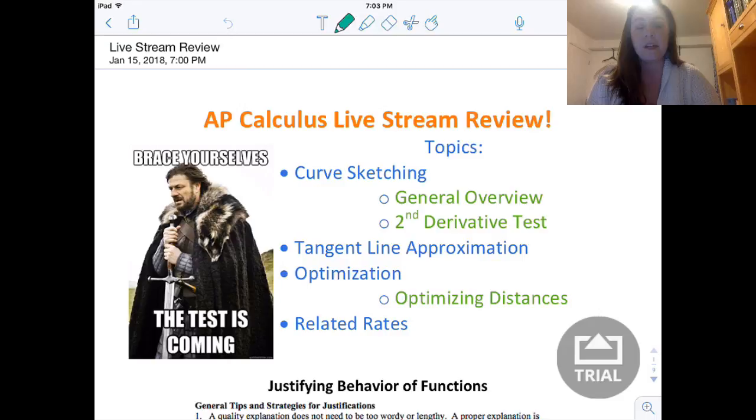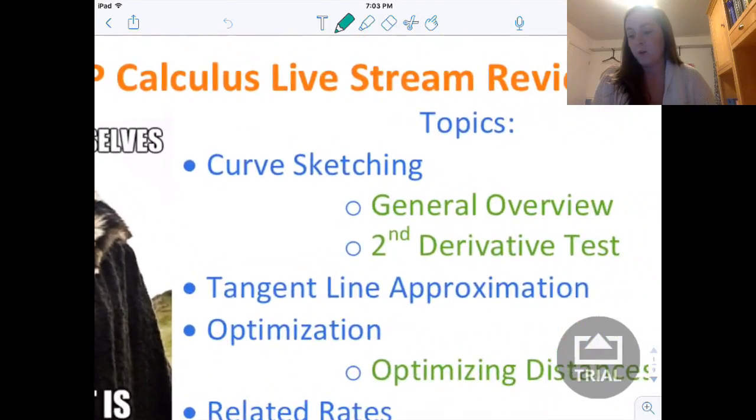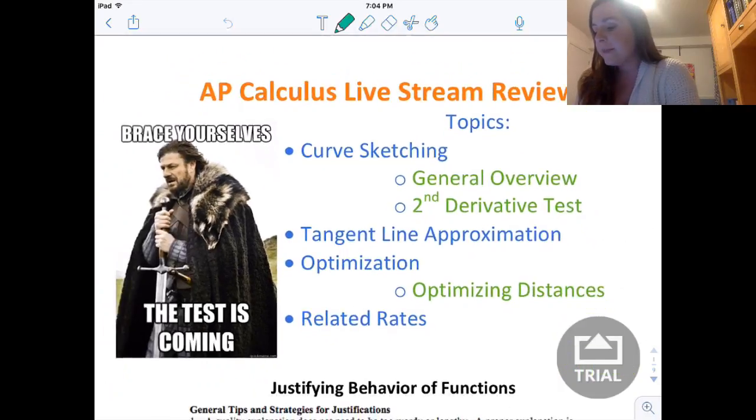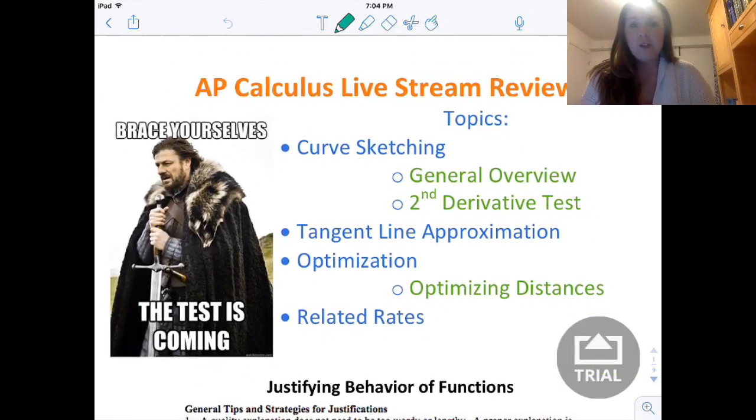So generally we're going to work on curve sketching with a general overview and then second derivative tests. We're going to work on tangent line approximations, optimization, and specifically I had some questions about optimizing distance. I know that gets confusing, especially with those derivatives. And then we're going to talk about related rates. So we'll probably break this up over about an hour.